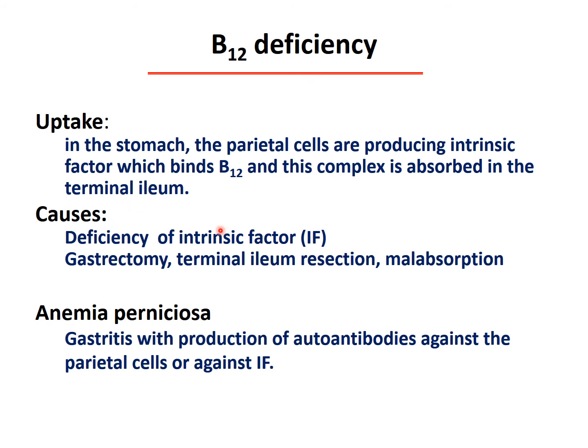Well, no intrinsic factor. Why? Possibly we do have a gastrectomy, a terminal ileum resection, or malabsorption. Or, very commonly, we have an autoimmune disorder where autoantibodies bind to the parietal cells, causing a chronic inflammation, or bind directly to the intrinsic factor. It doesn't let the B12 bind. There's no absorption. And that disease is called pernicious anemia.